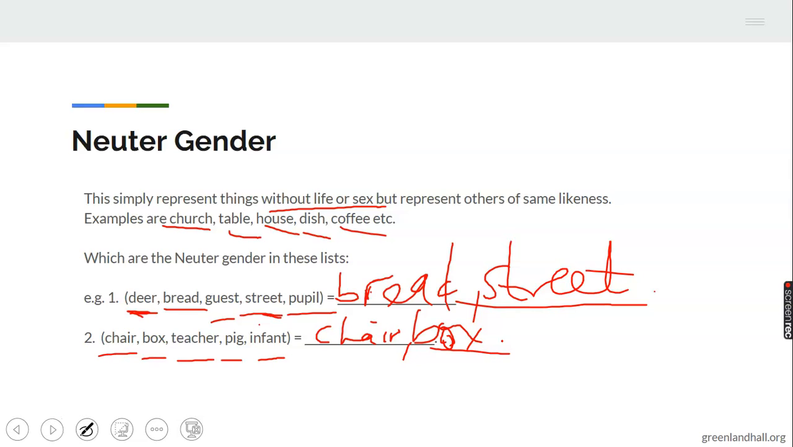Is that taken? So neuter gender refers to objects, things without life or sex. Without life or sex. Take note of that. Common means you don't know whether it's a male or a female, like children, teachers, while neuter refers to objects. Is that taken?